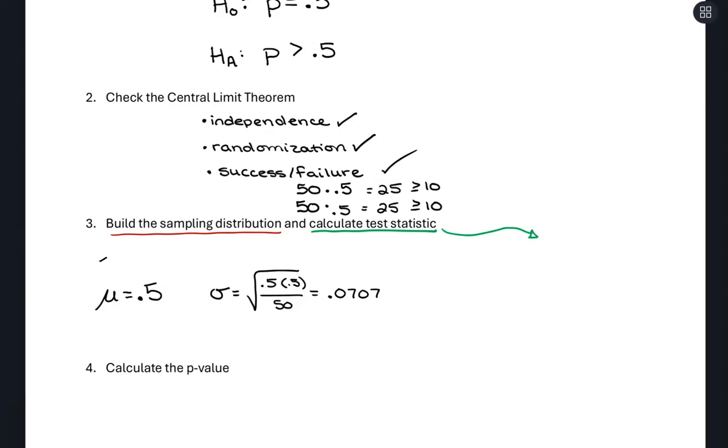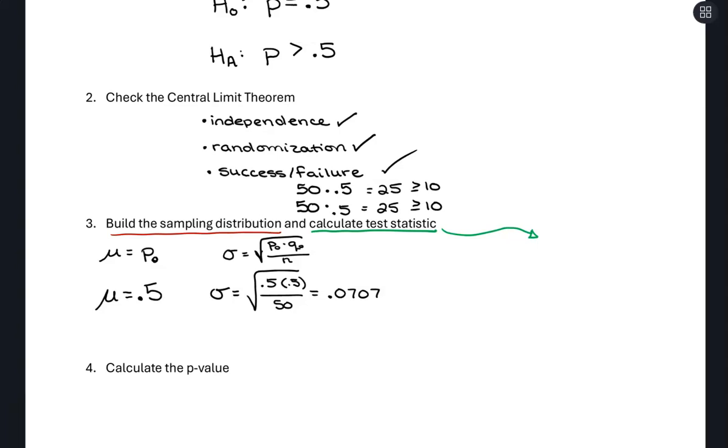Oh, and just as a reminder, the mean is equal to our population proportion. I'm going to put a little 0 right there to show that it's coming from the null hypothesis. Standard deviation is the square root of p with that little 0 times q with that little 0 over our sample size of n.